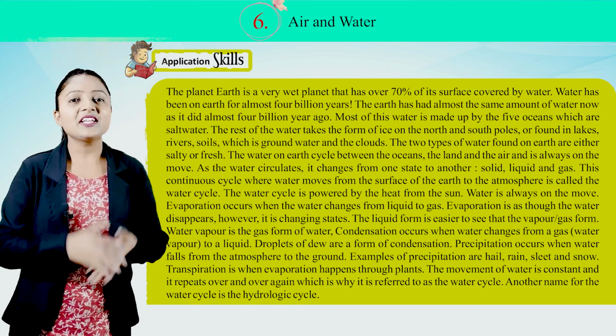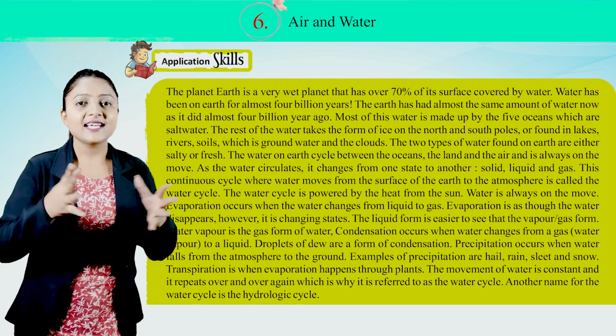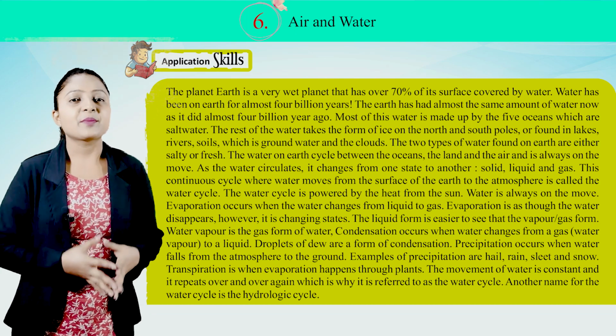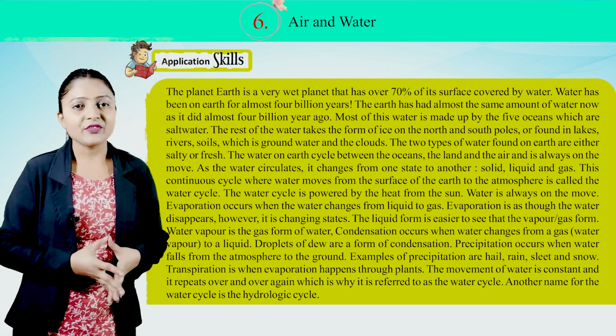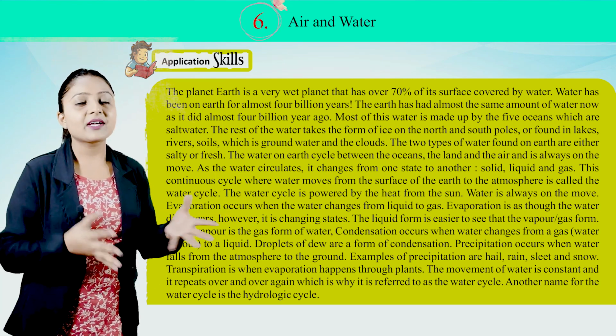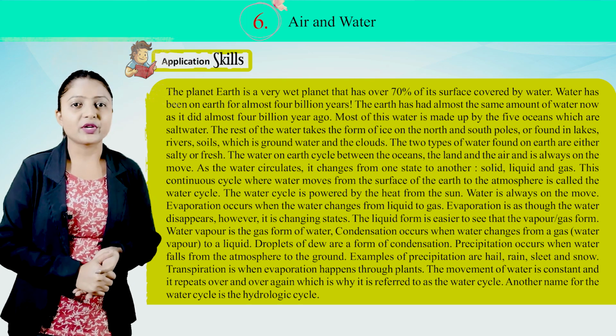Evaporation occurs when the water changes from liquid to gas. Evaporation is as though the water disappears. However, it is changing states. The liquid form is easier to see than the vapor gas form. Water vapor is the gas form of water.